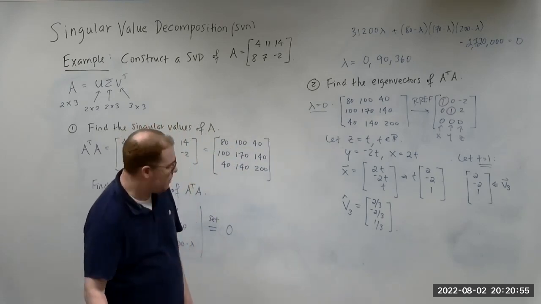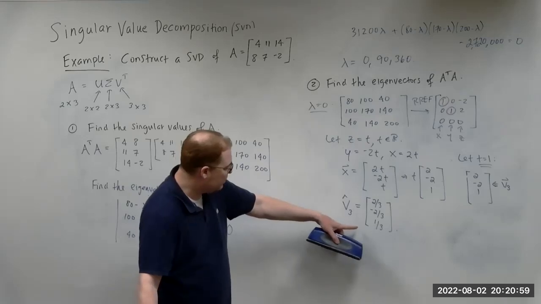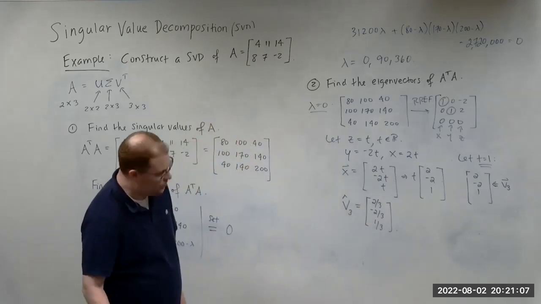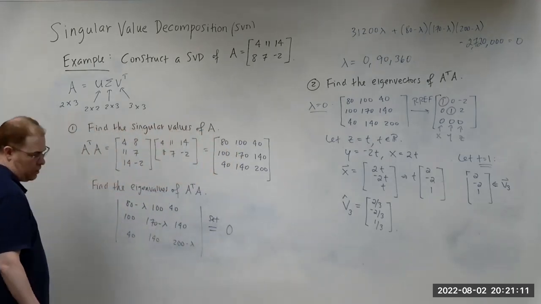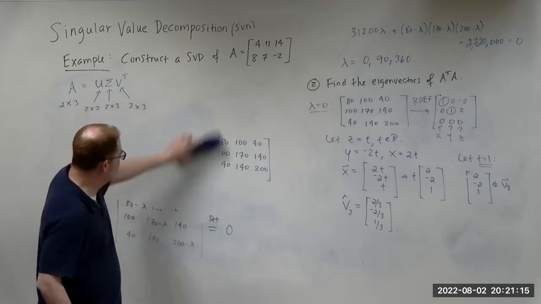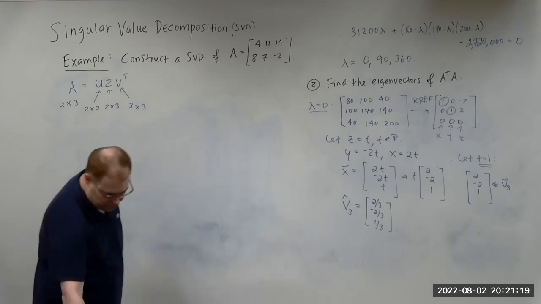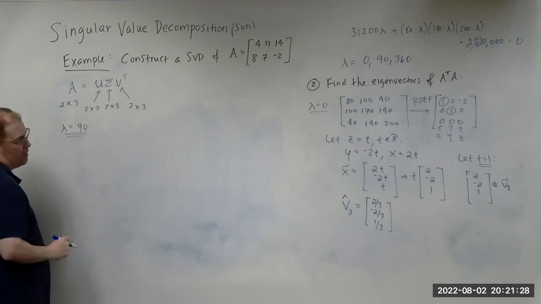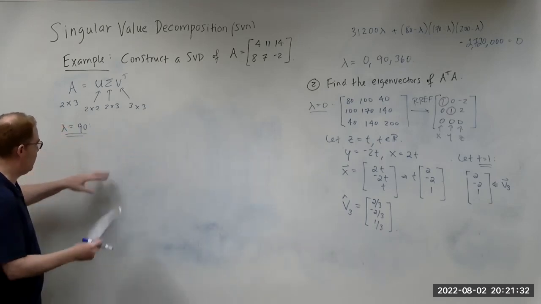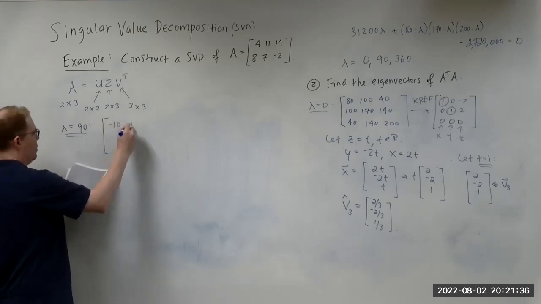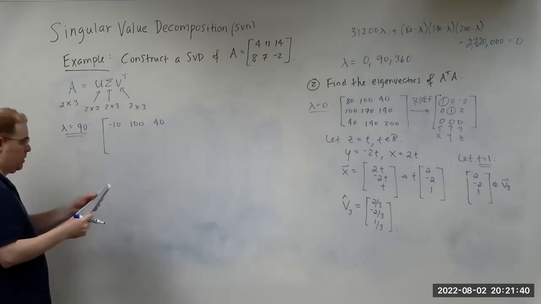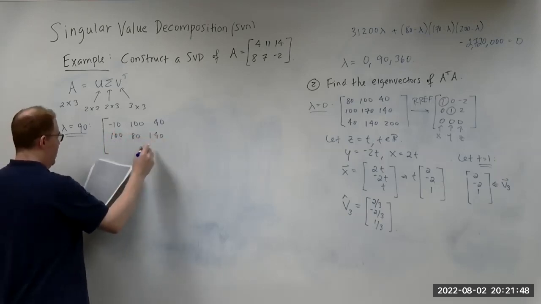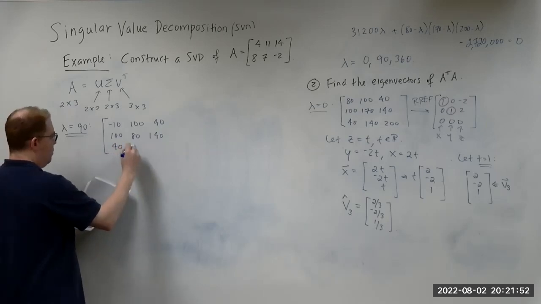So this is our eigenvector for this eigenvalue, and it is still within the set. All right, let's go on here. Let's do it for 90. So plugging 90 back into the matrix that we had here, we're going to end up getting minus 10, 100, 40, 100, 80, 140, 40, 140, and 110.